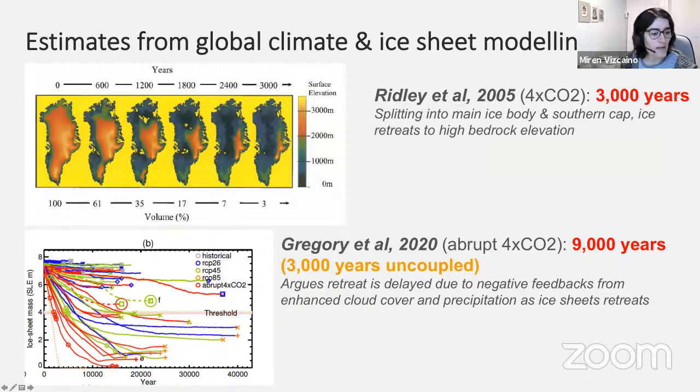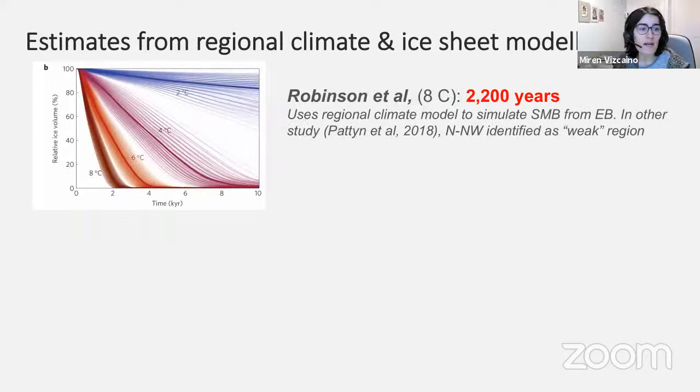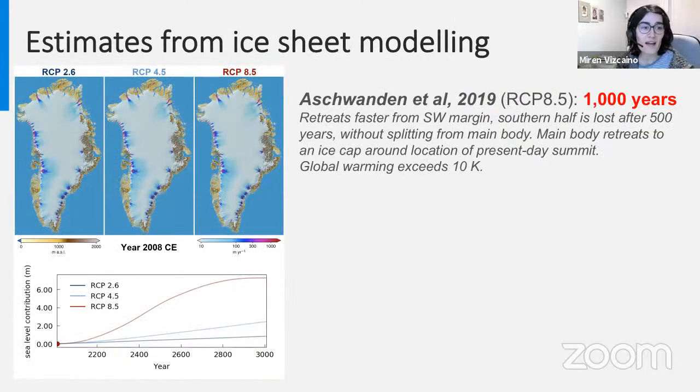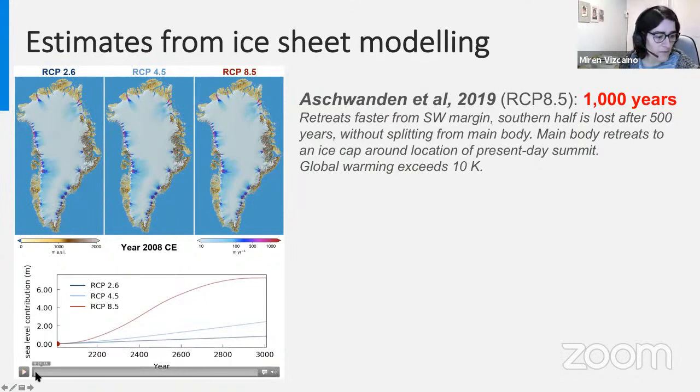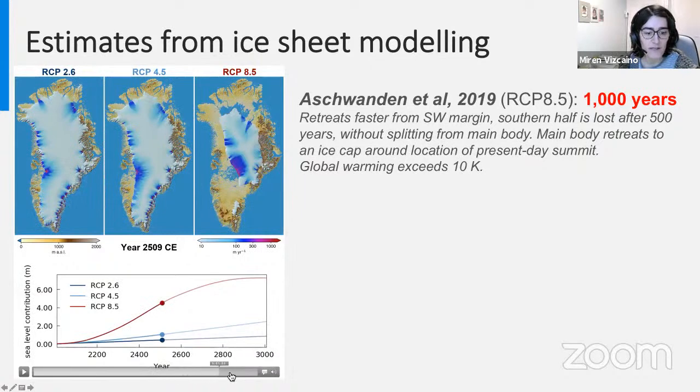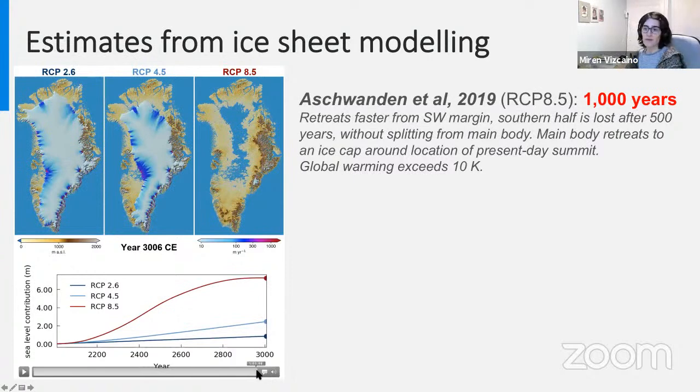Here, Gregory et al. in 2020 do this study with a coarse resolution climate model. Under abrupt 4 times CO2, it takes 9,000 years. But when it is uncoupled, it is much faster, 3,000 years. Here we have another study from Alexander Robinson. For an 8 degrees global warming, it is a little bit more than 2,000 years to get rid of the ice sheet. And then we have also a recent study about ice sheet modeling, PISM, and everything goes very fast. I'm going to go very fast here, and the ice sheet is lost after only 1,000 years.